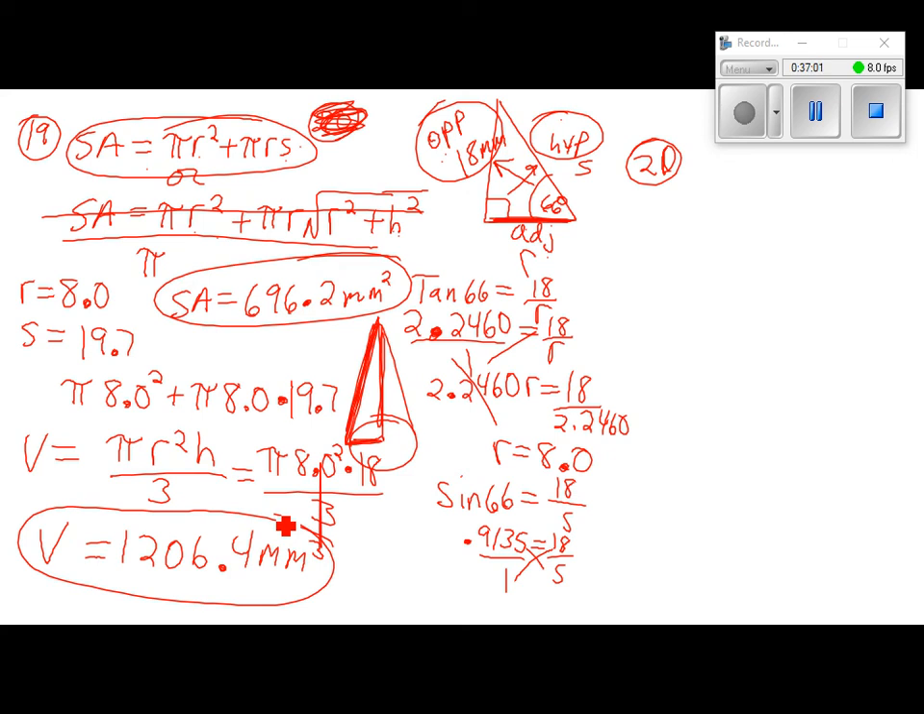This was supposed to be problem 20. Sorry, that was problem 20. I'll do 19 now.